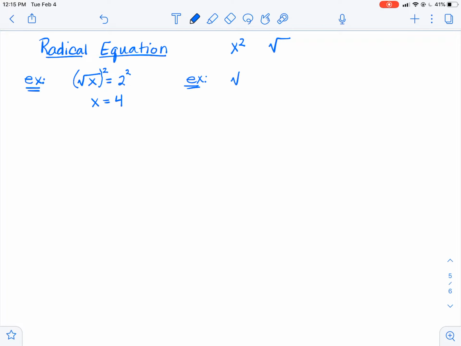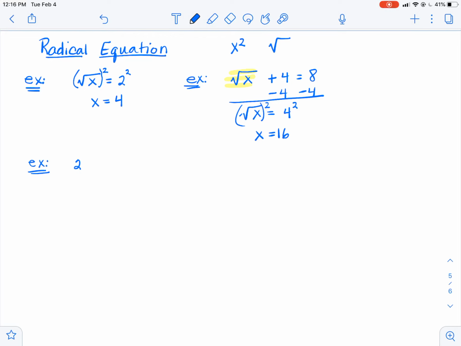Example 2. If you have the square root of x plus a number, we'll do 4, and we're going to say that equals, I'll give you an easy one, 8. So you are going to solve for your square root first. Now we are going to square both sides, and x would in this case equal 16. Okay, next example.